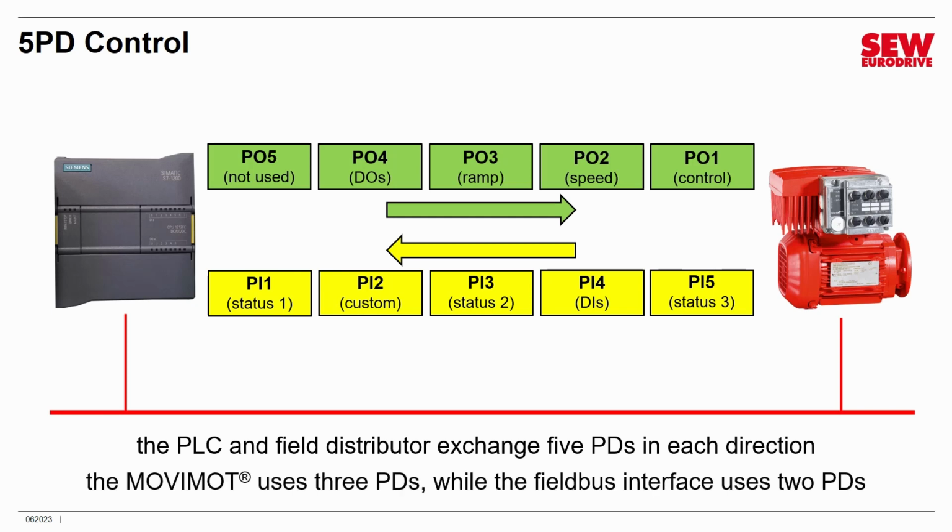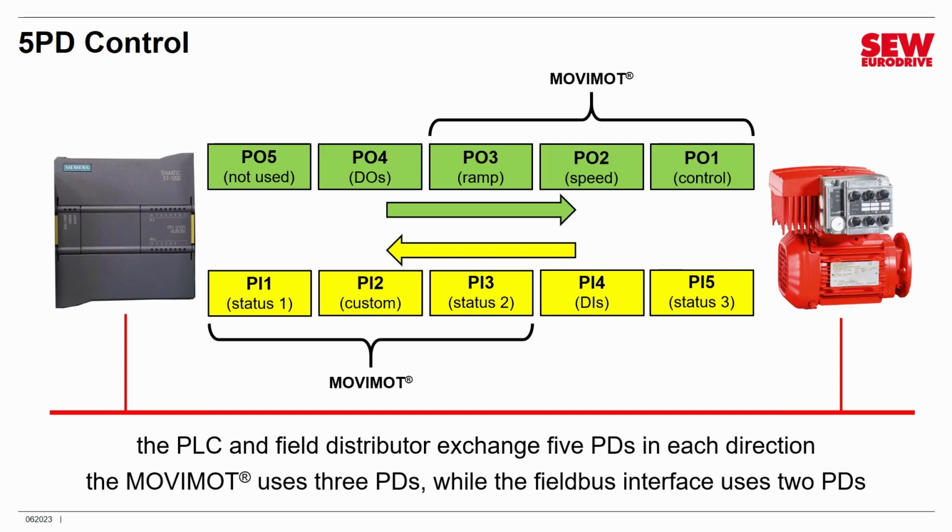The MOVIMOT uses 3 of these PDs, and the field bus interface uses 2. So these 3, PO1, PO2, and PO3, control the MOVIMOT. PI1, PI2, and PI3 reflect its status. Let me tell you what each one of these does. Process output word 1 controls the VFD. By flipping individual bits in this word, you can tell it how to operate. PO2 provides the speed, telling it at what speed to turn. PO3 contains the ramp value, telling it how to accelerate or decelerate.